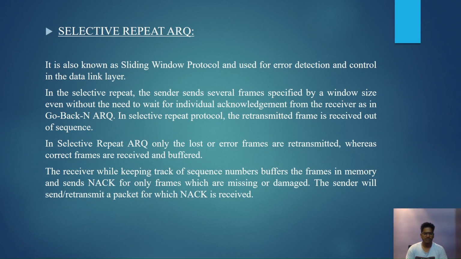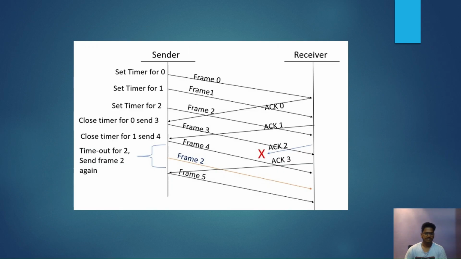In selective repeat protocol, the retransmitted frame is received out of sequence. In selective repeat ARQ, only the lost or errored frames are retransmitted, whereas correct frames are received and buffered. The receiver, while keeping track of sequence numbers, buffers the frames into memory and sends a NAK only for frames which are missing or damaged. The sender will retransmit a packet for which a NAK is received.